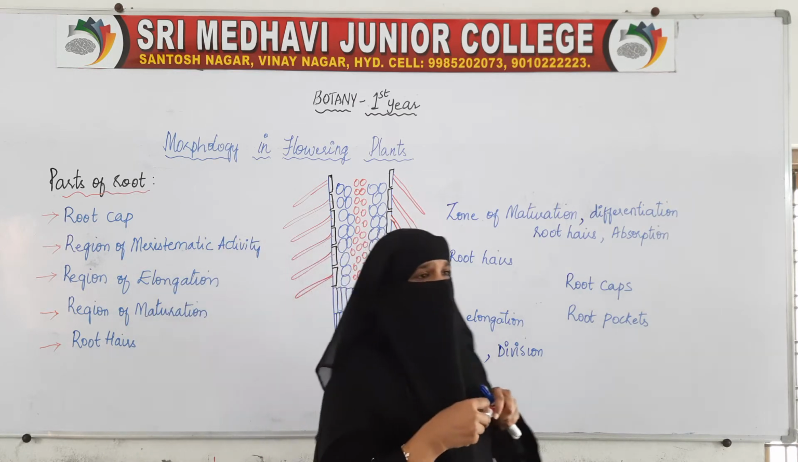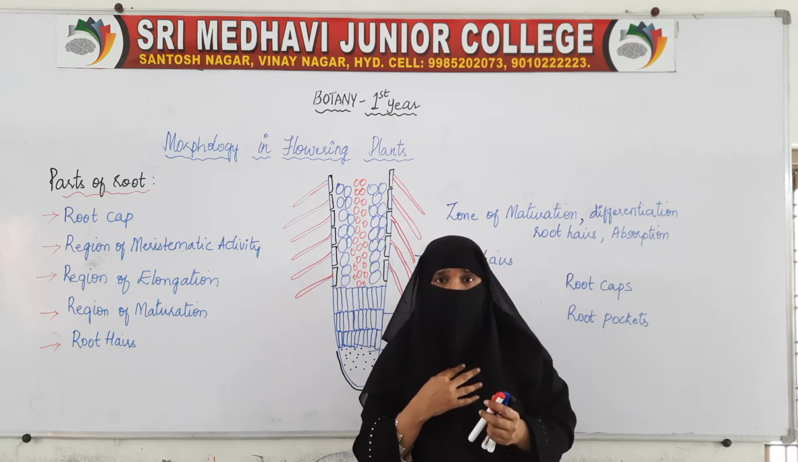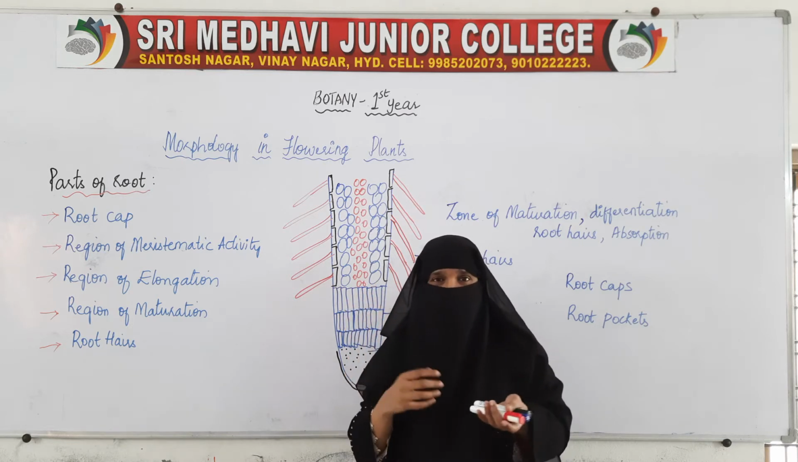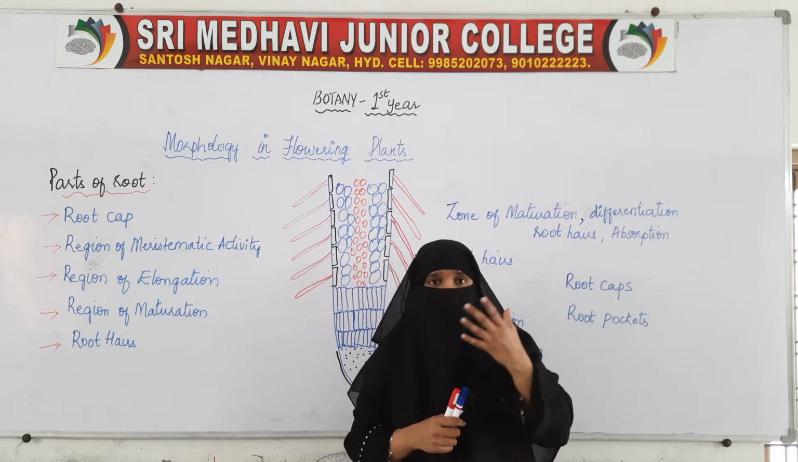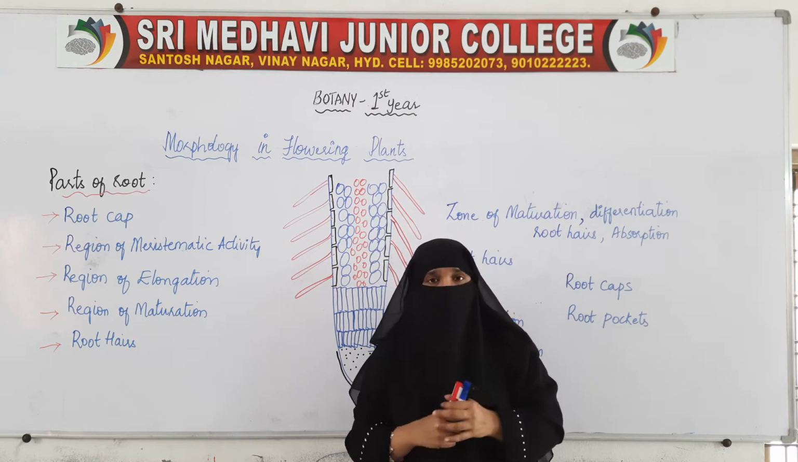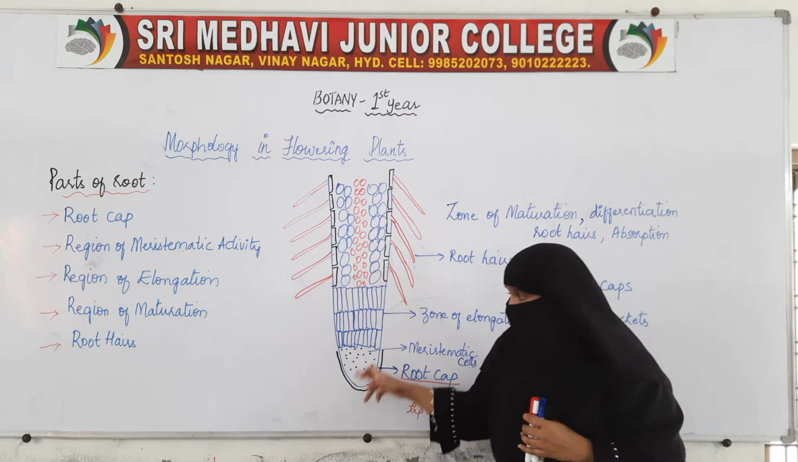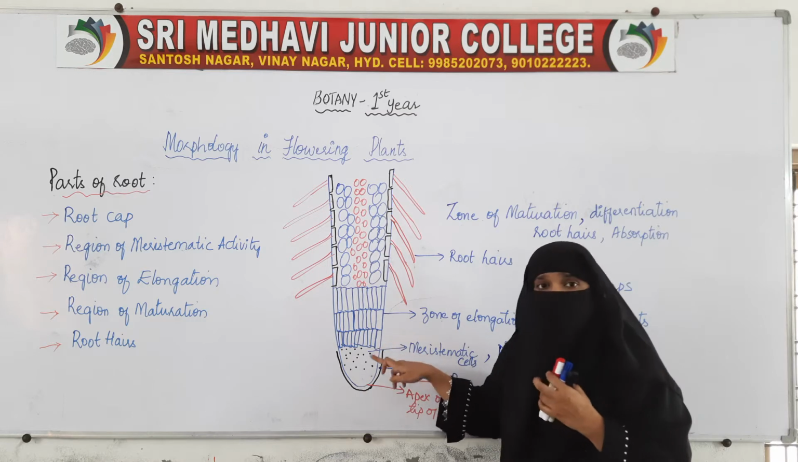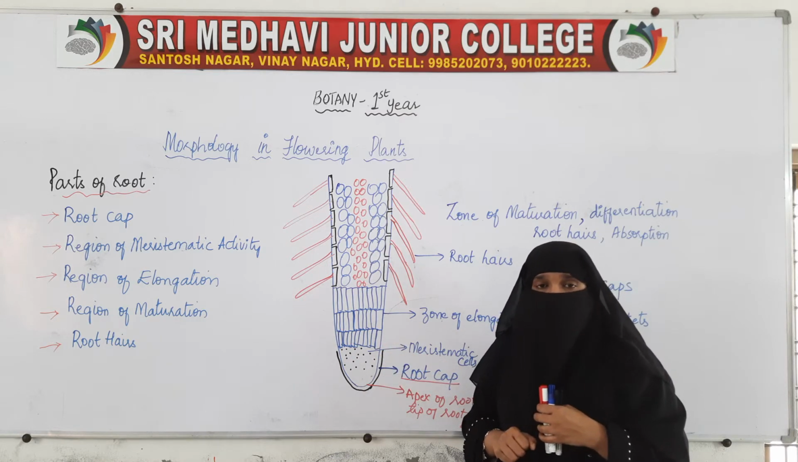Root cap. Why do we wear a cap? To protect our head from the sun or from the cold. Why do we wear a helmet? To protect ourselves from injuries. So the function of the cap is the same. It protects this root, especially this apical region of the root. This apical region of the root is very important.